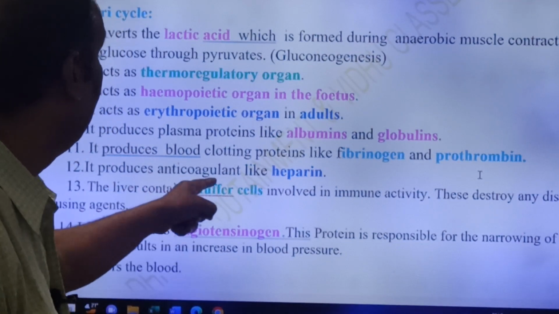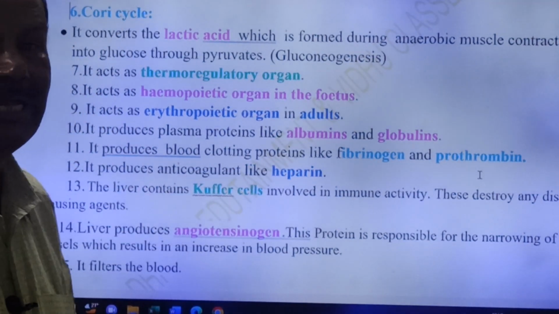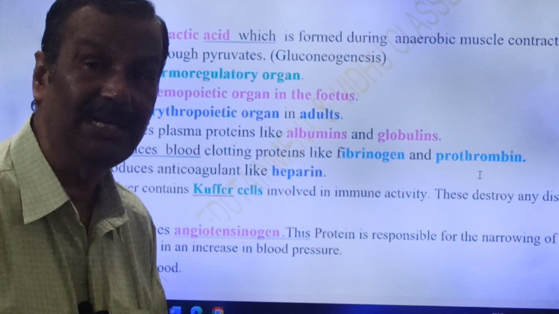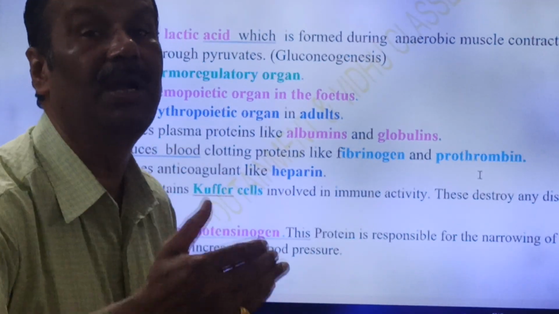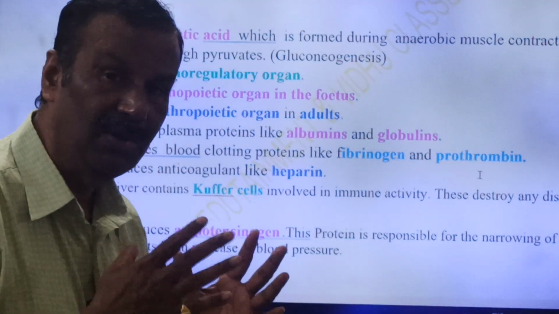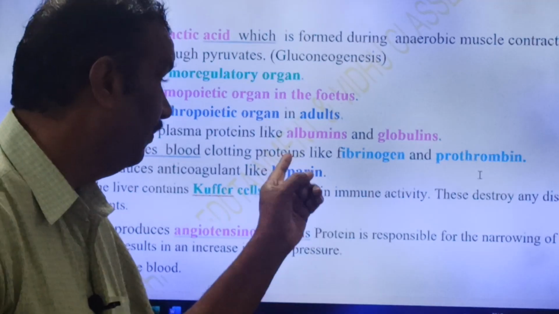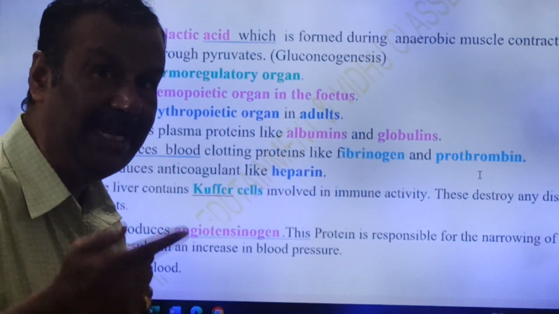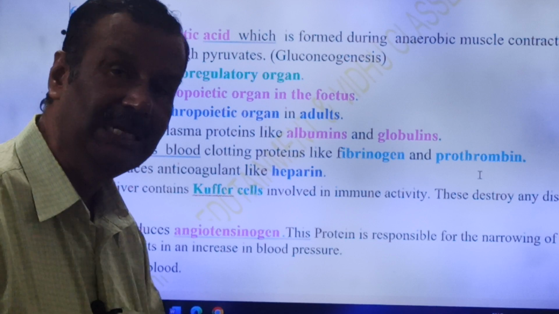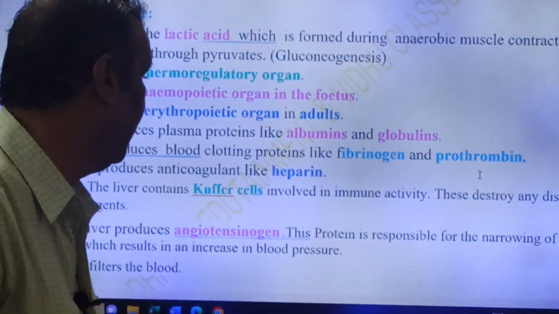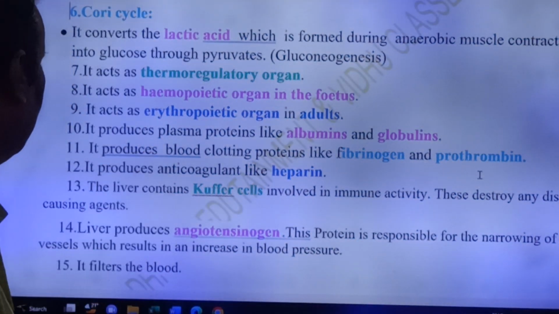Liver produces anticoagulant like heparin. Heparin is an anticoagulant. It prevents blood clotting. Blood clotting proteins are fibrinogen and prothrombin. Anticoagulant is what, friends? Heparin. These all are produced by the liver only. Very, very important.